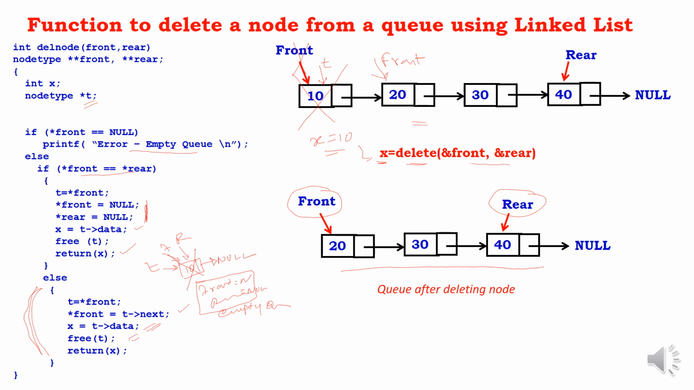So while deleting a node, we have to observe 3 conditions. First condition is, if the queue is empty, it is not possible to remove any elements. If the queue contains only one element, after deletion of that node, both front and rear become null, that is, the queue becomes empty. If the queue contains more than one node, the first node will be removed and front will be adjusted to the next node, like this. Thank you.